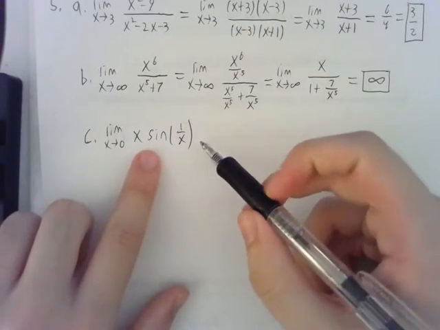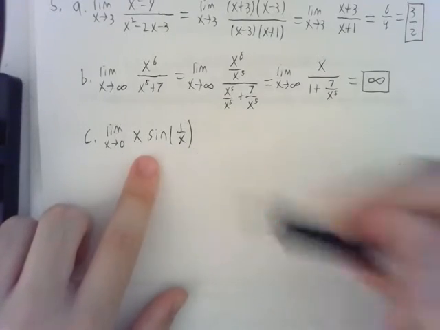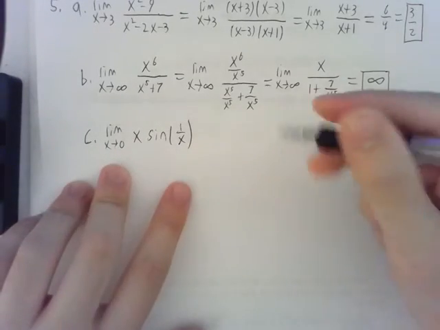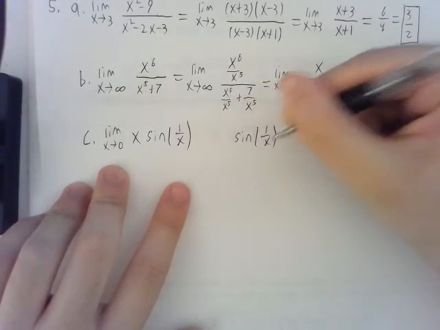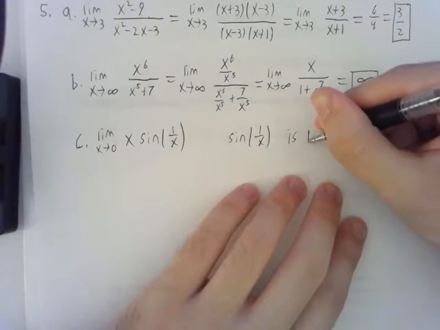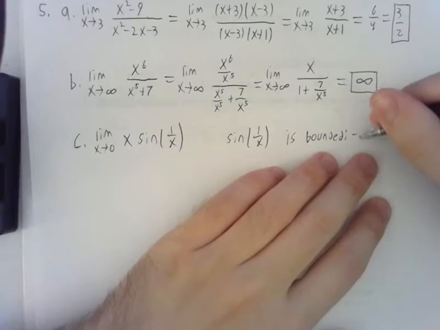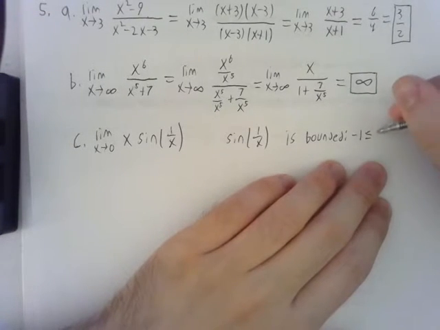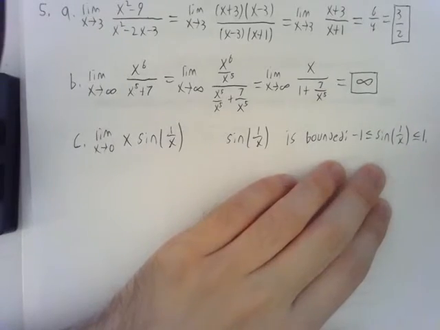So that means that we're multiplying this sine term by something which is approaching 0. And the important thing to notice is that sine of 1 over x, even though it's rapidly oscillating, is always bounded. So negative 1 is always less than or equal to sine 1 over x, which is always less than or equal to 1.